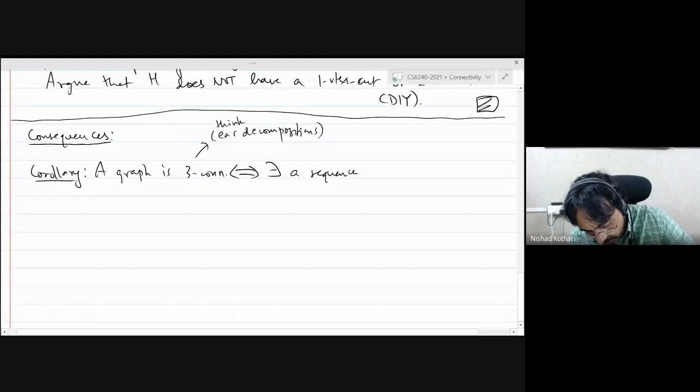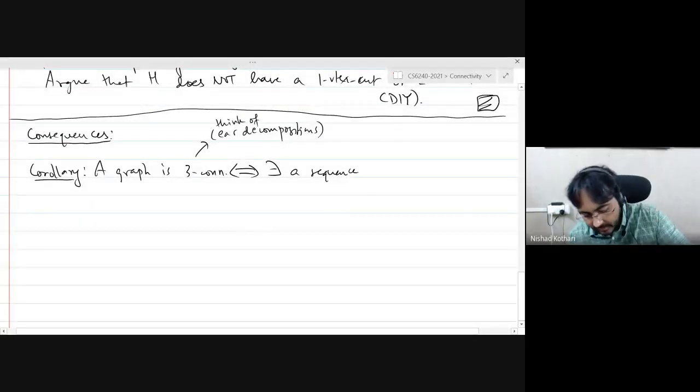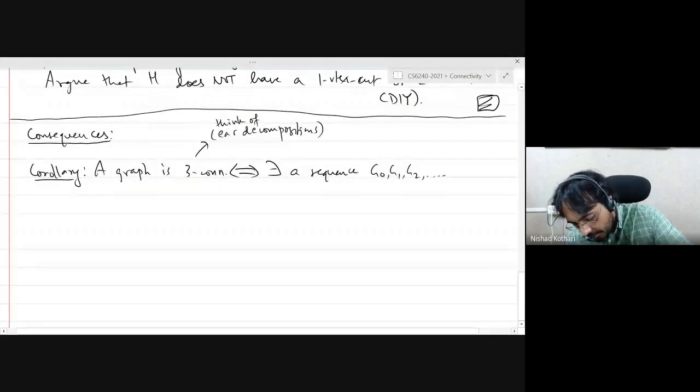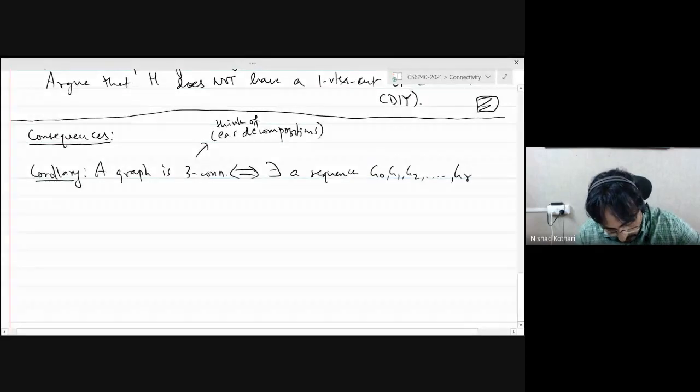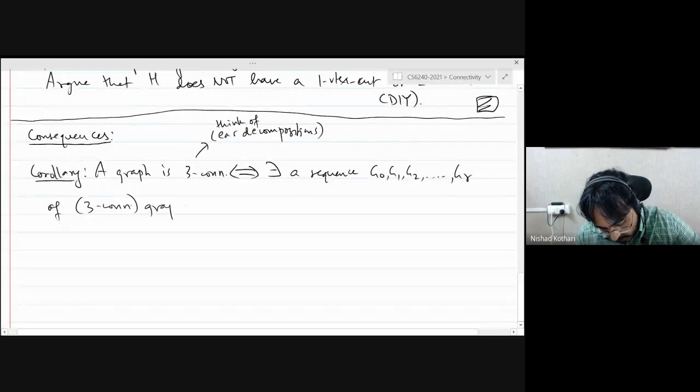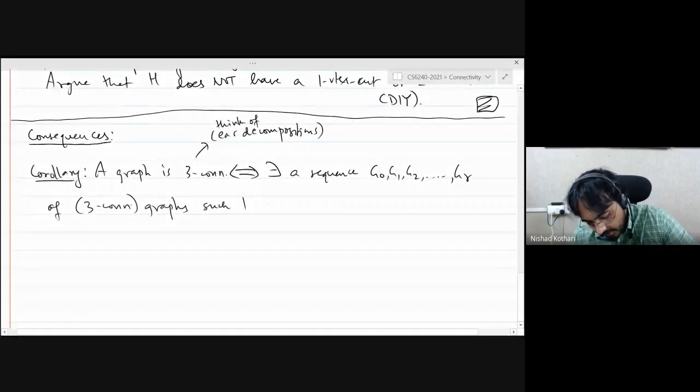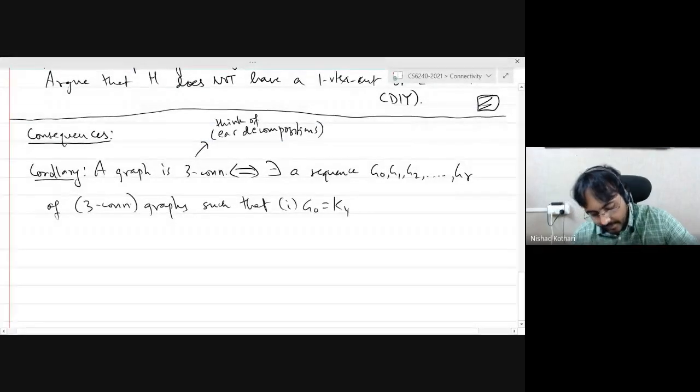I want you to think of ear decompositions. There exists a sequence G0, G1, G2 up to GR of three connected graphs such that the first graph in this sequence is K4. The last graph in this sequence is the graph you want to construct.